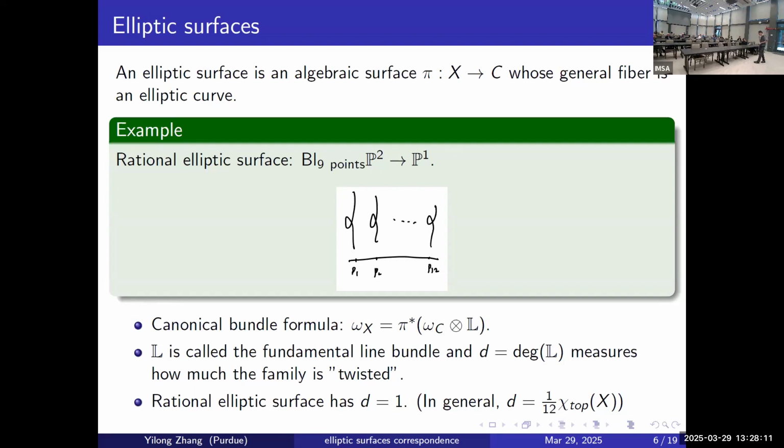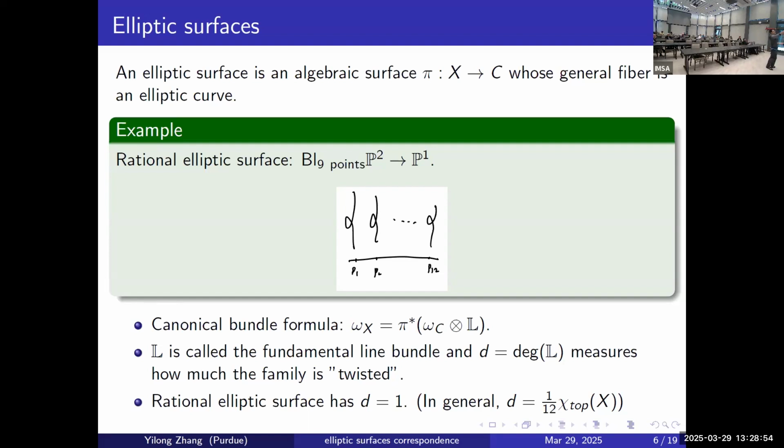And there is one invariant for an elliptic surface, associated to what we call the fundamental line bundle. So the fundamental line bundle, roughly speaking, measures how much your elliptic fibration is twisted. In this case, this rational surface is twisted by 1, so it's an integral invariant. The way to think about it is that you can even work with this topologically. You can compute these numbers just by computing the topological Euler characteristic.